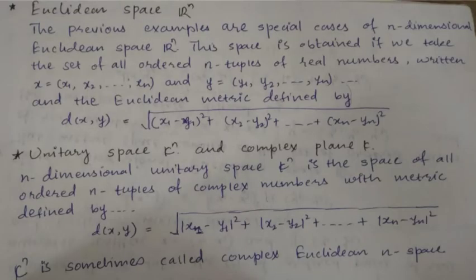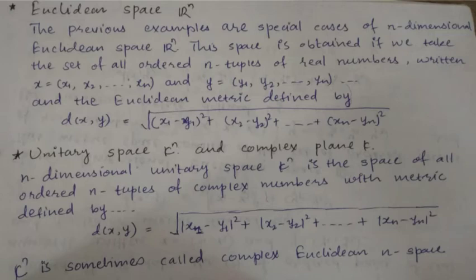So the next example of a metric space is Euclidean space Rn. The previous examples are special cases of n-dimensional Euclidean space Rn. If I put n equal to 1, that becomes the real line R. n equal to 2 becomes the Euclidean plane R2, and if I put n equal to 3, it becomes Euclidean space R3, and now this is Rn.